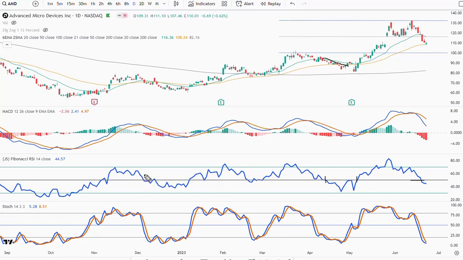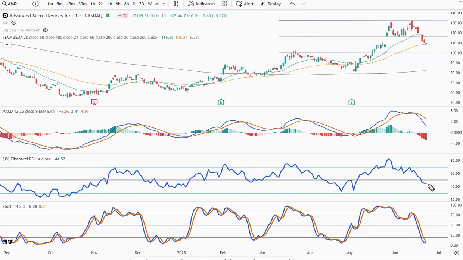Also, from here to here, when RSI was below the 50 level, this black line is the 50 level, we saw weak price action. On the other hand, if you look from this point to this point, when RSI was above 50, we saw positive price action. So this is definitely of concern to me.